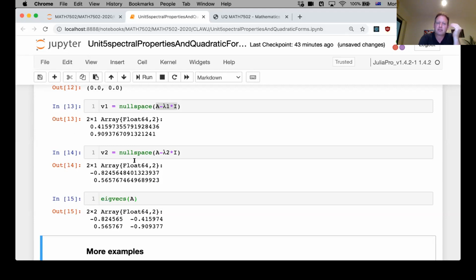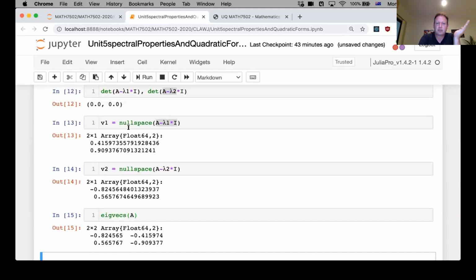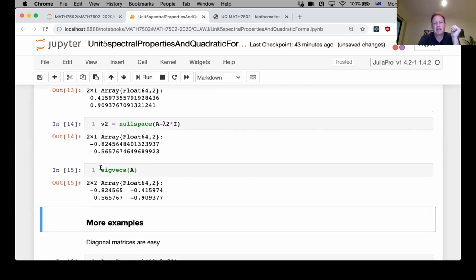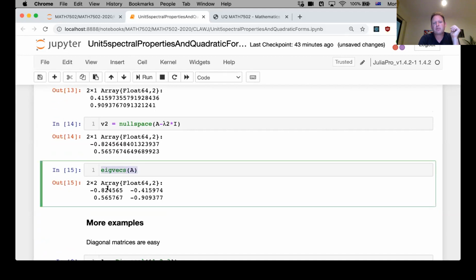As opposed to eigen the value, which is a number. Value is number, vector is vector. And the eigenvecs function happened to return us the same eigenvectors. But if somebody else had implemented this, they might have wanted to multiply this eigenvector, the minus 0.82 and the plus 0.56, by 70, just because they felt like it.